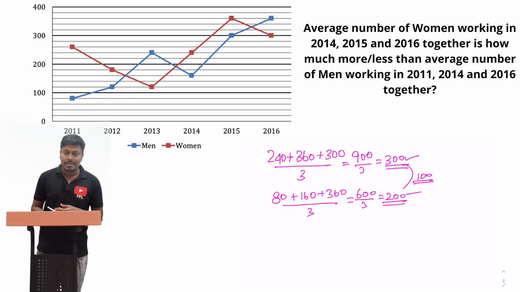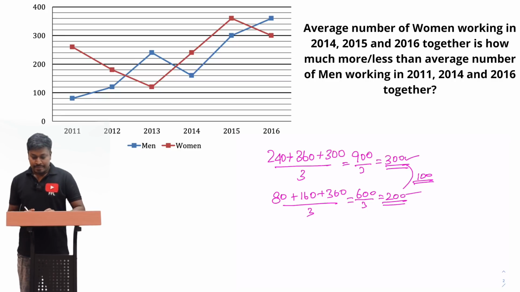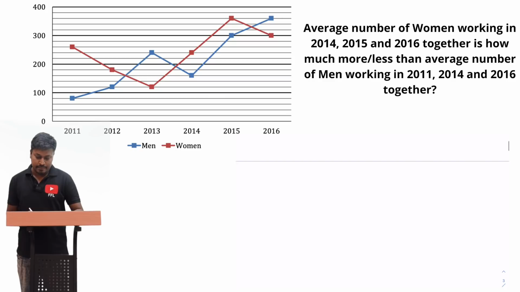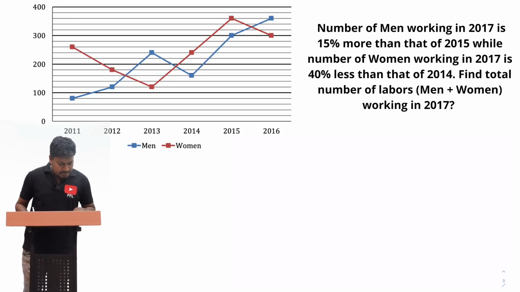So look at the options. Yes, first option. So we can say that the answer for the question is 100. It's very simple, right? It's easy to solve. We just have to look at the graph and pick all the values. That's it. So next question.